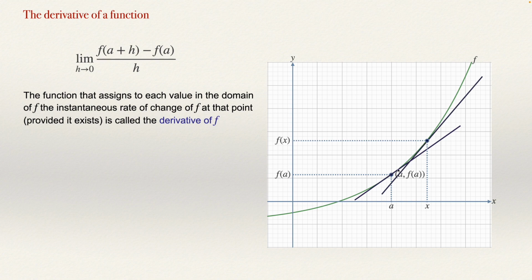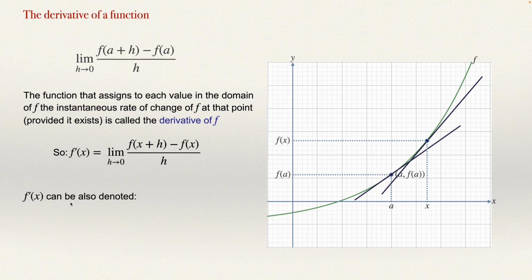So the slope of this line, if x is this point, will be the derivative at that point x. So the derivative at the value x of the independent variable will be the limit as h approaches 0 of f of x plus h minus f of x, divided by h. And this gives me the slope of the tangent line at that point, or the instantaneous rate of change at that point, if that limit exists.